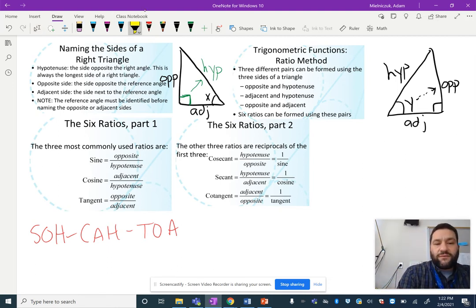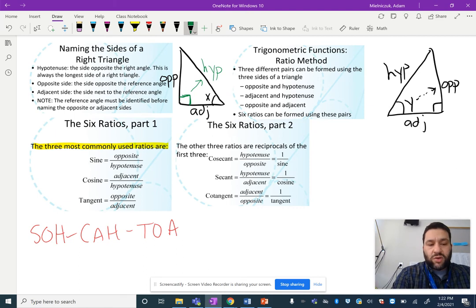The first 3, most commonly used ratios are sine, which is equal to the opposite over the hypotenuse, the cosine, which is equal to adjacent over hypotenuse, and the tangent, which is opposite over adjacent. But let's say we can't remember that.